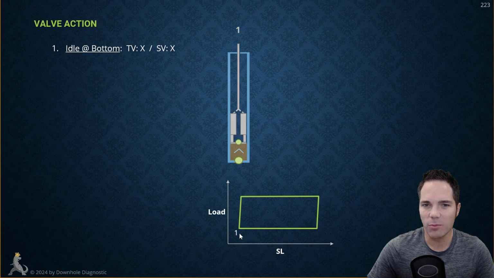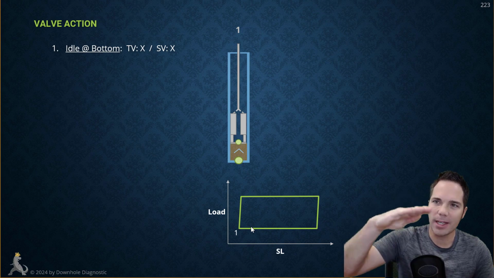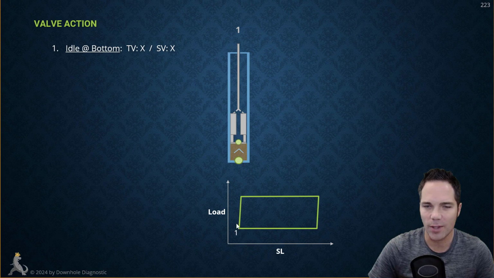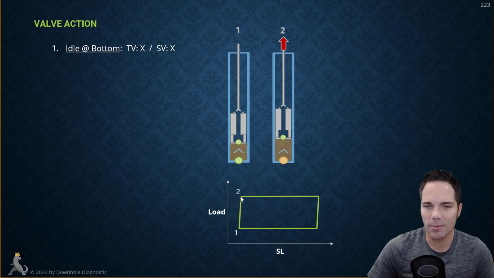So we're going to start off at point 1 right here where there's no fluid load on the plunger, and we're at the bottom of the stroke. So we're idle at the bottom of the stroke and both valves are closed. The plunger was just coming down from the prior downstroke, and it momentarily pauses before it starts to move back up on the next upstroke. That's where we are right here at point 1. As the plunger starts to move up, it's going to pick up that fluid load, and that's what this card represents. It picks up the fluid load, and then we get to point 2.